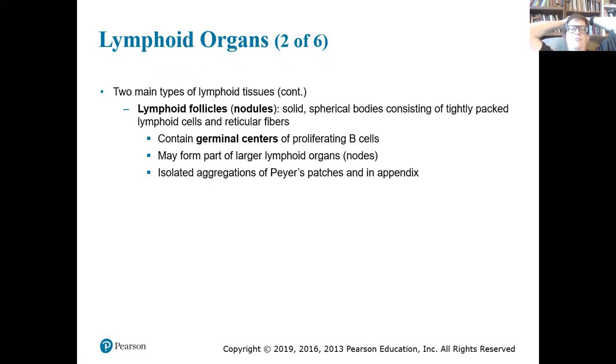So lymphoid follicles could be just spread out, like Peyer's patches and in the appendix and in the mucosa, like we talked about before, or they could be collected up together, and then you put a nice connective tissue capsule around it and put some trabecula going in, and that would be a lymph node.